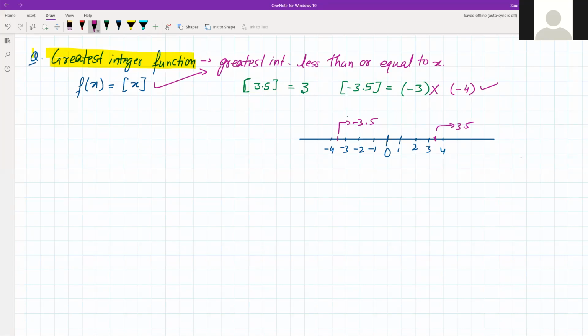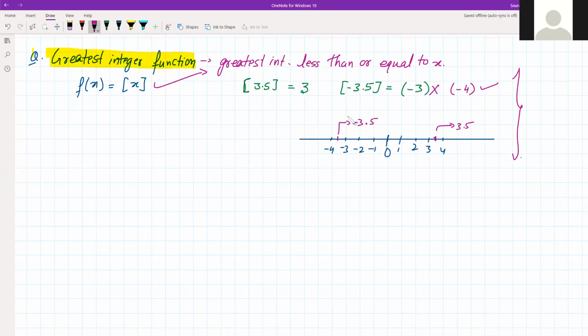And I hope all of you understood the concept of greatest integer function. So that's what greatest integer function is. That is, you have to find out the integer which is less than or equal to x.